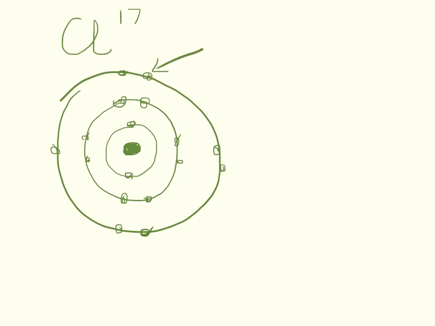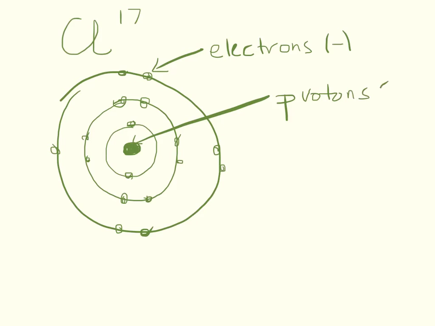So what I'm doing is these are my electrons, and electrons are particles with a negative charge. Inside the center are the protons, and the protons have a positive charge, and there's also neutrons in there, and my neutrons do not have a charge at all. Neutral, 0.